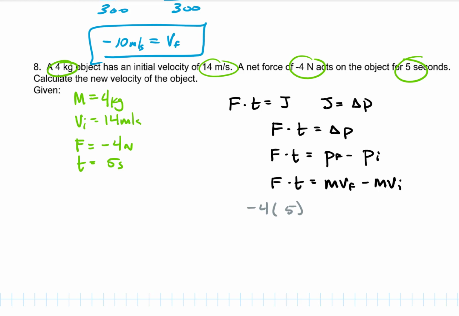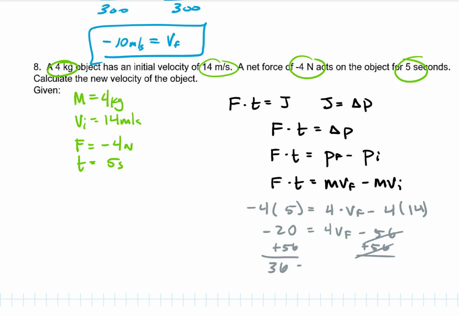So we can plug in our numbers now. Negative 4 newtons, that's my force, times 5 seconds, that's my time, is equal to 4 kilograms times the final velocity, minus 4 kilograms times the initial velocity. So I get negative 20 is equal to 4 V final minus 56. So we're going to add 56 to both sides. They cancel out on the right, and that leaves me with positive 36 is equal to 4 times V final. We'll divide both sides by 4, and V final comes out to 9 meters per second.